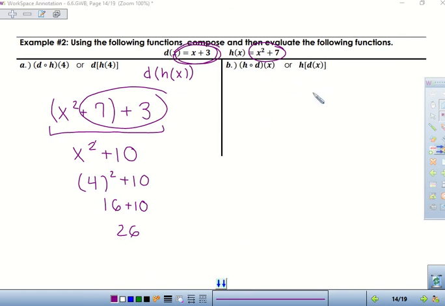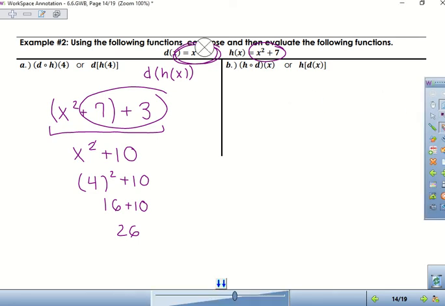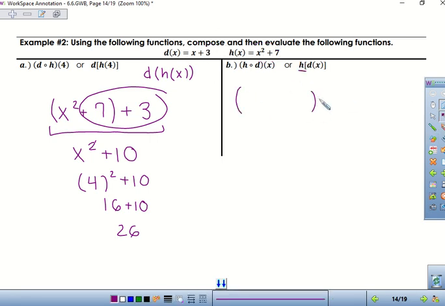So for the next one, I'm trying to find h of d of x. So what function am I going to write without the x in it? X squared plus 7. Yeah, so whatever function is on the outside is the one you're going to write without the x in it. You see that? So I wrote that function on the outside without the x. Now what's going to go inside of those parentheses? X plus 3. Good.